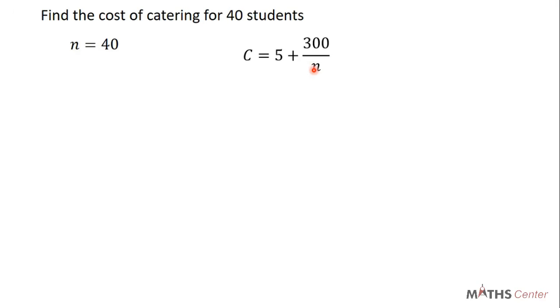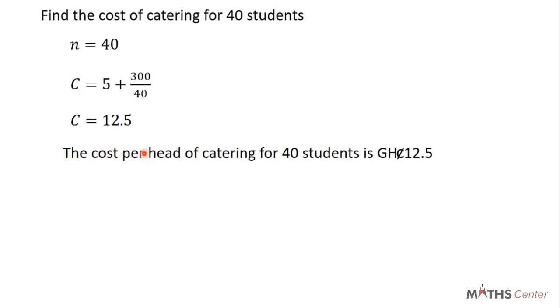So we can replace n with 40. If we replace n with 40, c will give us 5 plus 300 divided by 40. And if we simplify this, we will have c as 12.5. So we can say that the cost per head of catering for 40 students is 12 Ghana cedis, 50 pesewas.